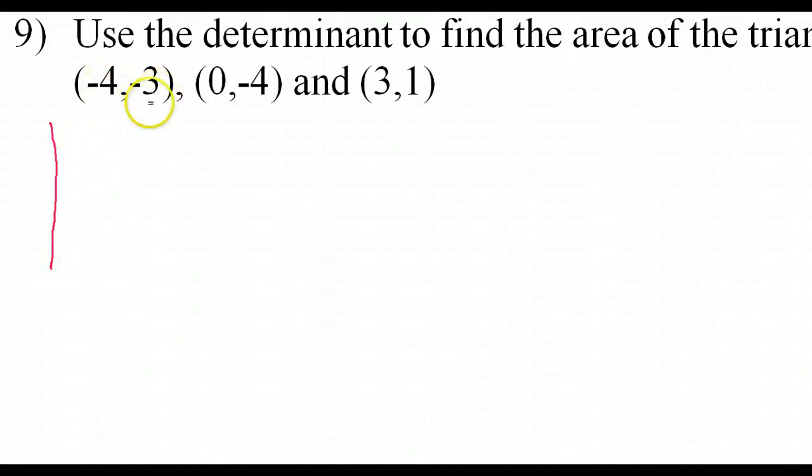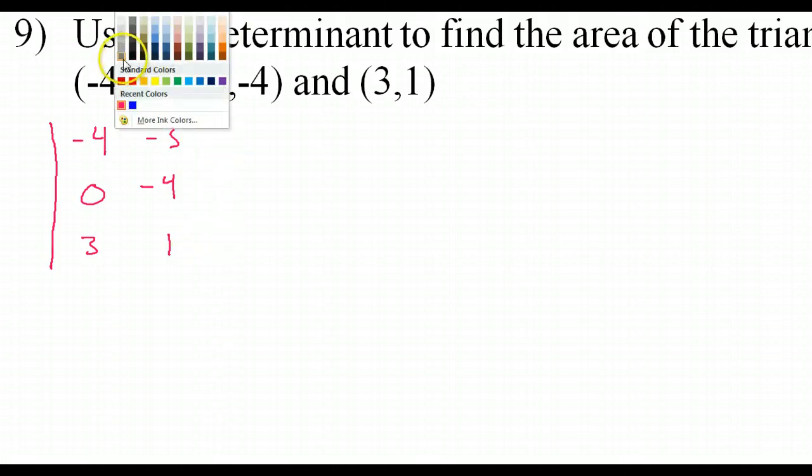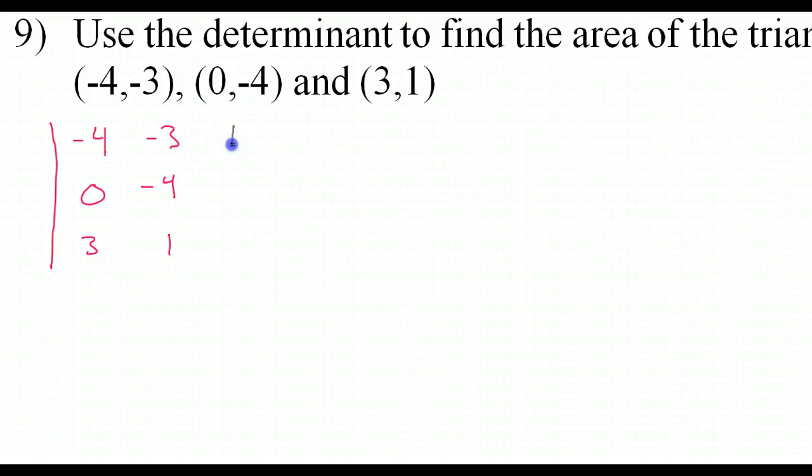See this point, negative 4, negative 3, here it is. See the next point, 0, negative 4. And see the last point, 3, 1. Okay? For the third column, what do I use? That's right, a bunch of 1s. So 1, 1, 1. So I've got this 3x3 matrix. Notice I'm using straight lines here instead of the usual square brackets, because straight lines mean determinant. So I'm about to do the determinant of this 3x3 matrix.